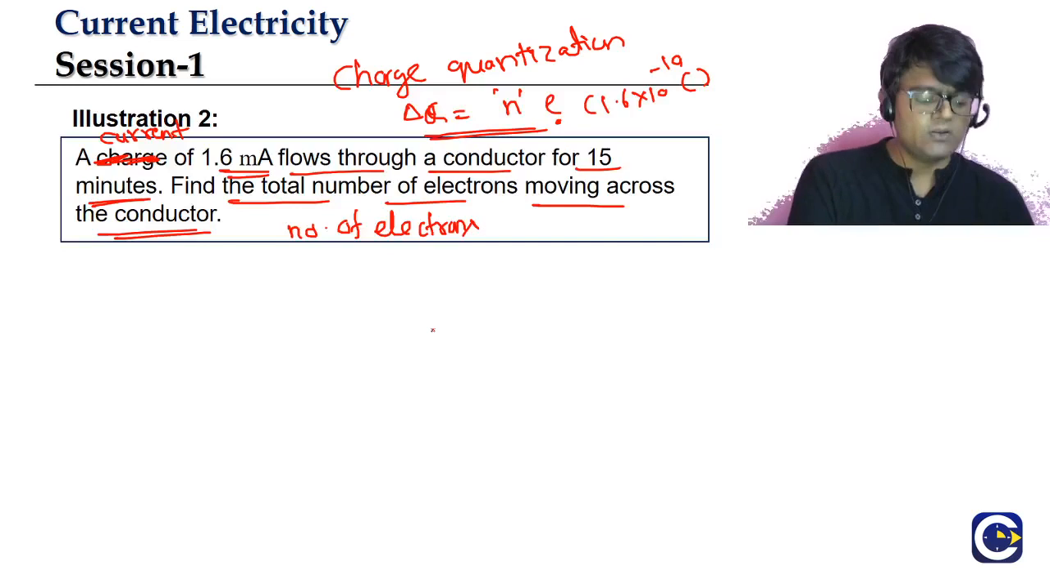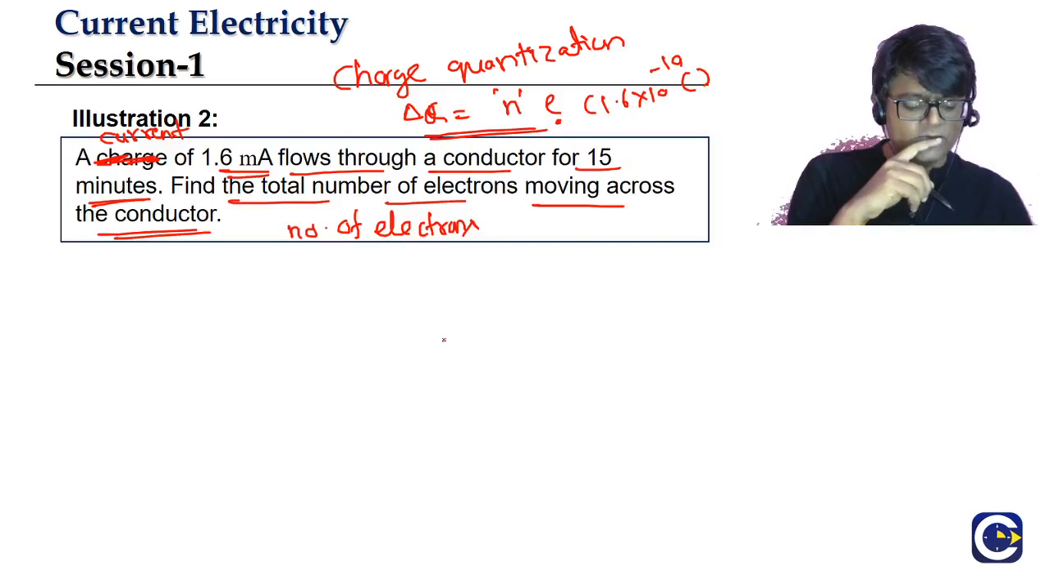So first we will calculate the delta Q. And then we will use the formula delta Q is equal to N into E. Using that we can find the value of N. What is N here going to be, guys? It is the total number of electrons moving across the conductor. Let's see who can get the answer for this question, guys. Second question.